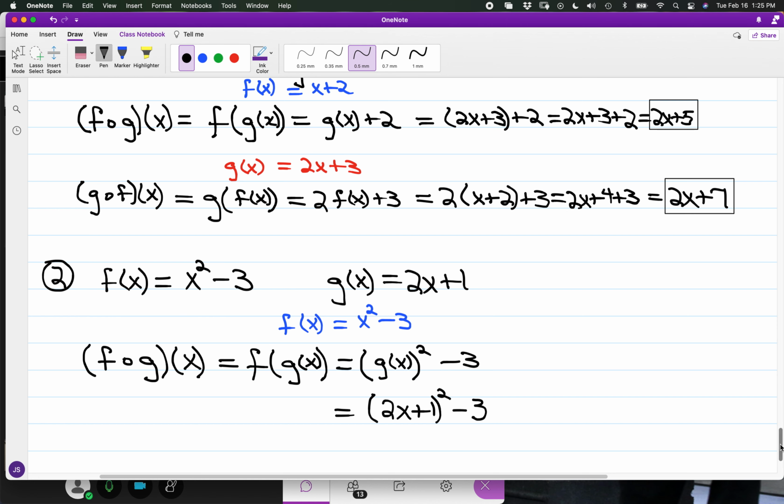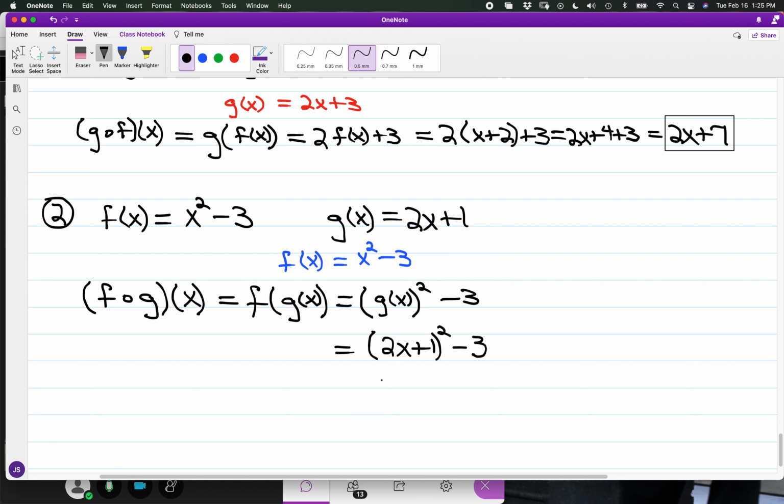And for the square of 2x plus 1, this will be 2x plus 1 times itself. So this will be 4x squared plus 4x plus 1. And then we have followed by the subtraction of 3. And combining the constants, it's going to turn out that for this composition, where f is composed with g of x, we'll have 4x squared plus 4x minus 2.